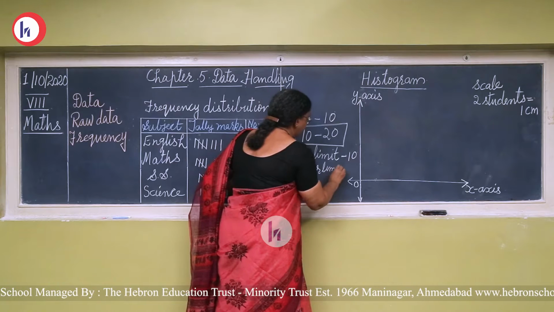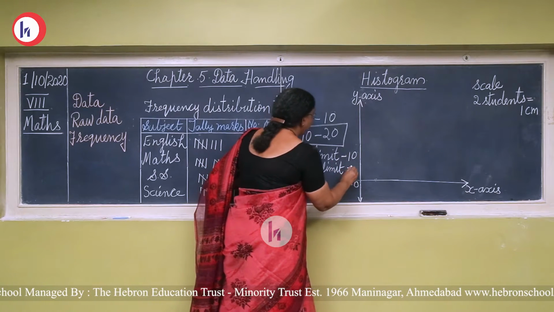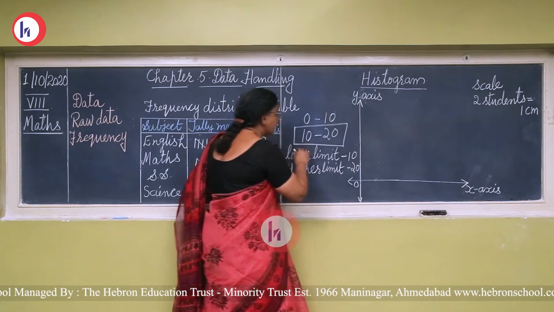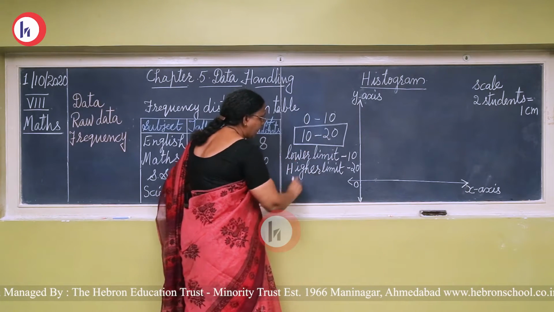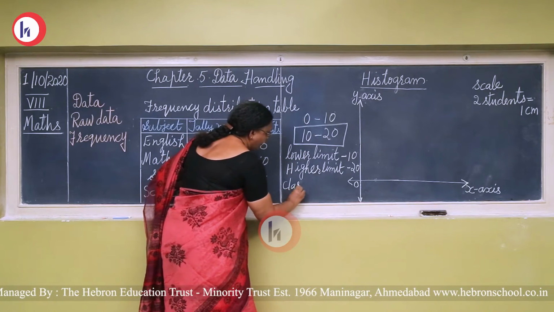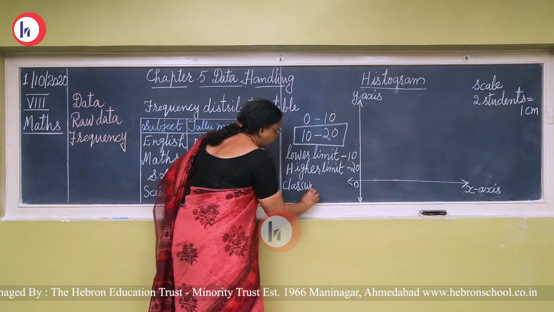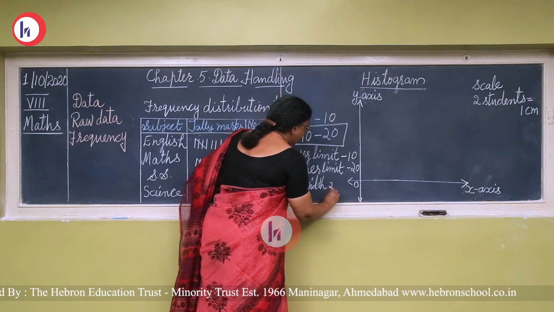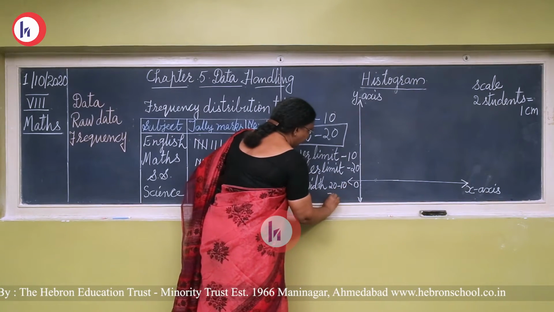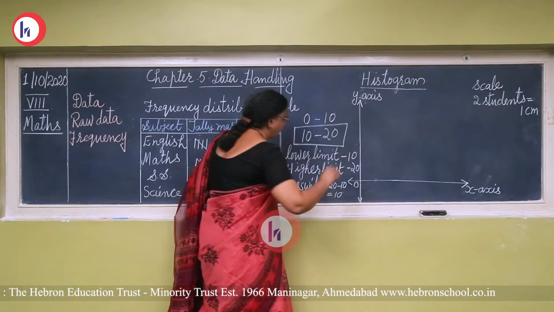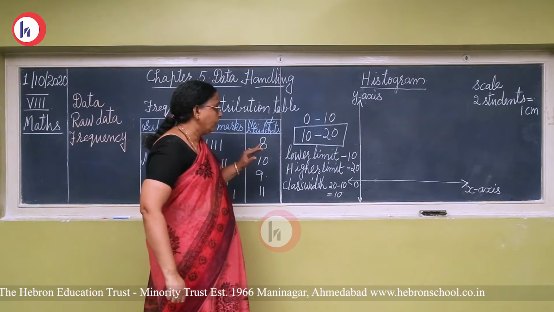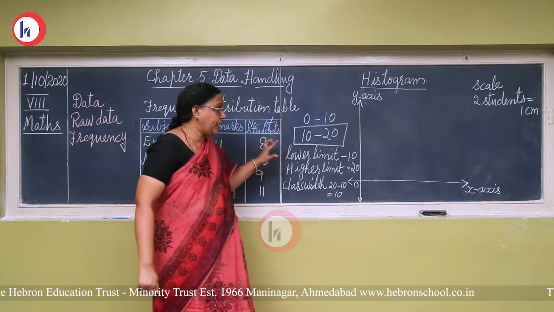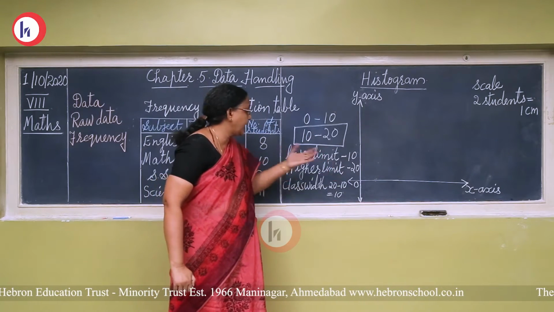Higher limit is 20. And there is a class width. Class width can be found by subtracting these. That is 20 minus 10 is equal to 10. So, this much information you should know in order to make a histogram.